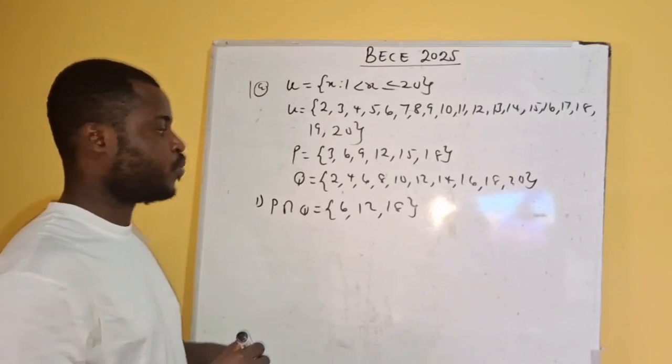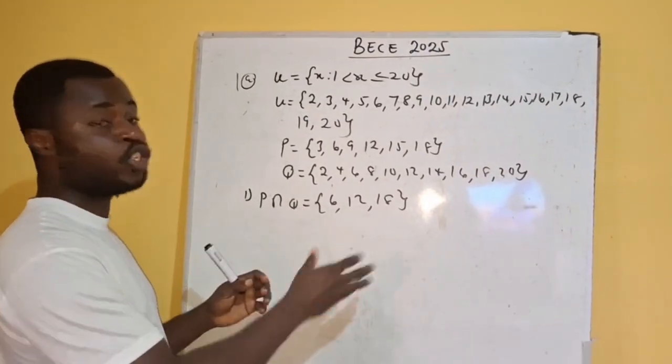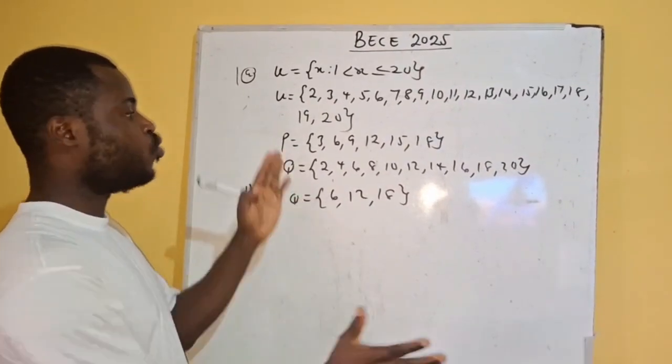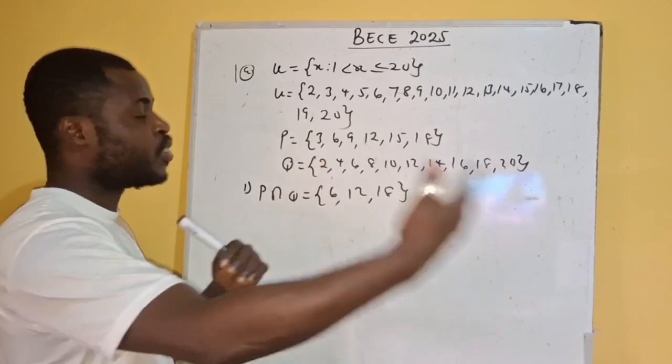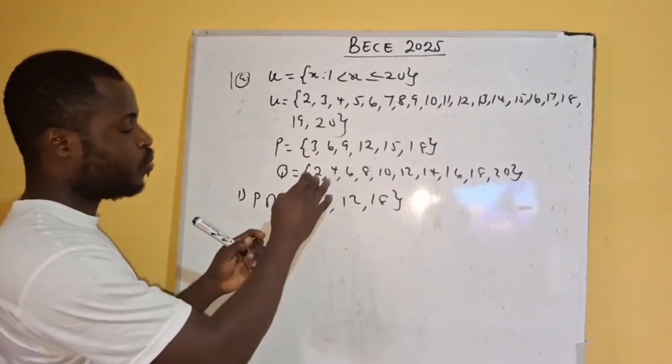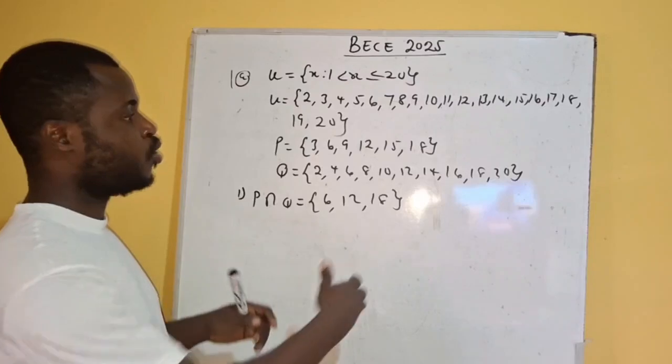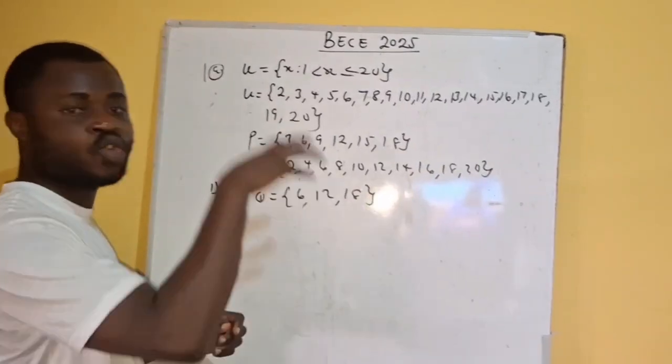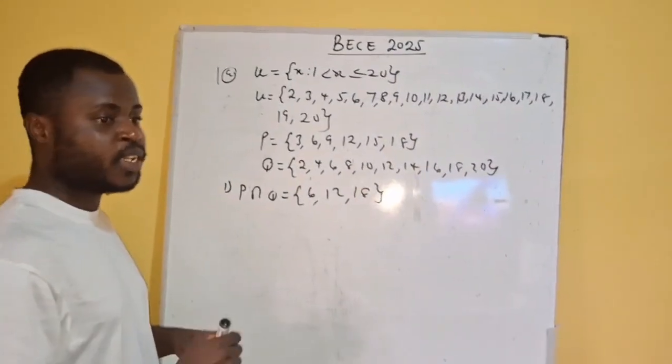That is intersection. And assuming the question asks us union. Union means you add the two sets together. You arrange the numbers in order without repeating each of the members. So you start from the 2, 3, and you list it to the last number. Intersection means common members or elements in the set.